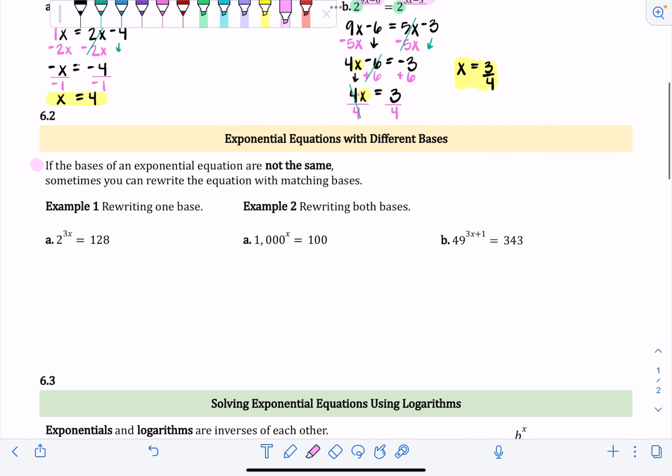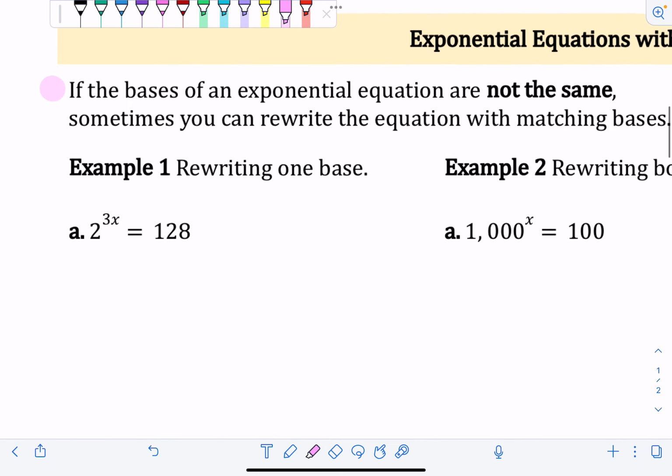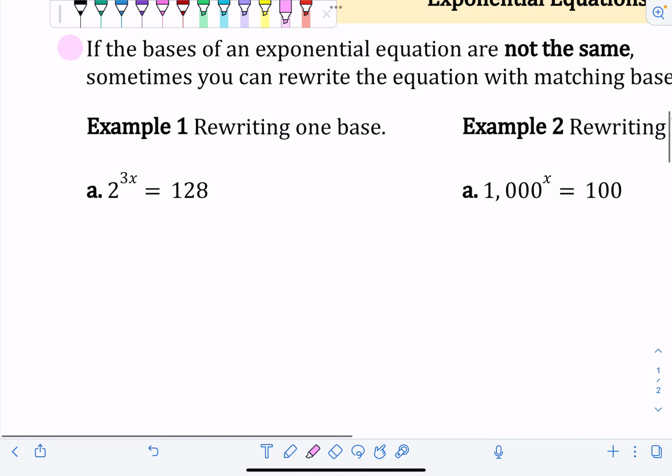So for example 1, this is if we have to rewrite one base. For example 1a, it's 2 raised to the 3x equals 128. So these bases are not the same. This would be 128 to the first power, technically. So before we can solve for x, we have to figure out a way to get them to have the same base.